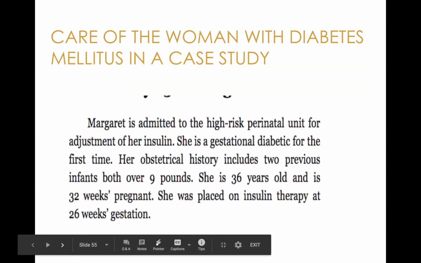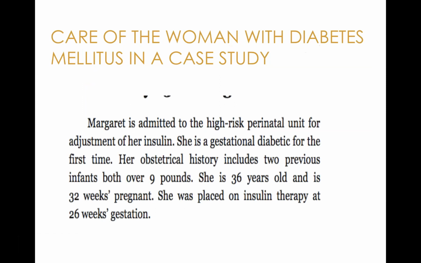All right, so we're going to talk about care of the woman with diabetes mellitus in a case study. So our patient, her name is Margaret. She was admitted to the high-risk perinatal unit for adjustment of her insulin. She is a gestational diabetic for the first time. Her obstetrical history includes 2 previous infants, both over 9 pounds. Hint, there's one of her risk factors. She's 36 years old. She's 32 weeks pregnant.